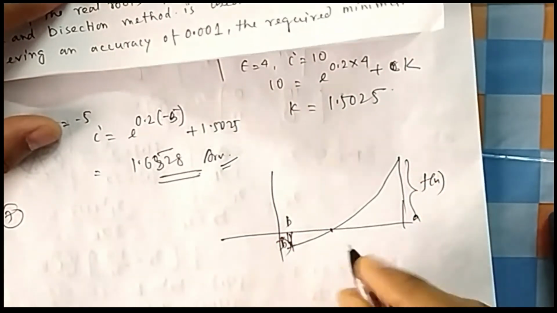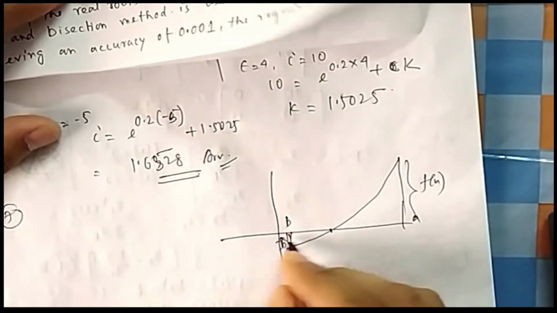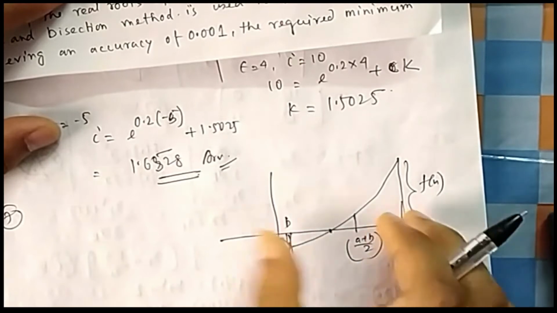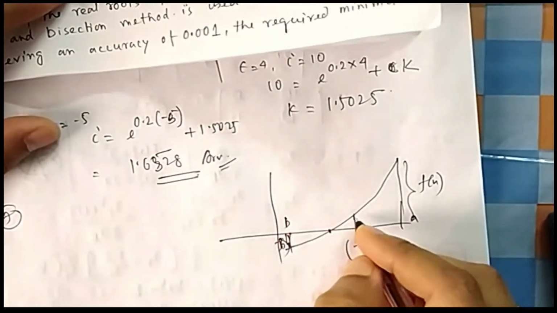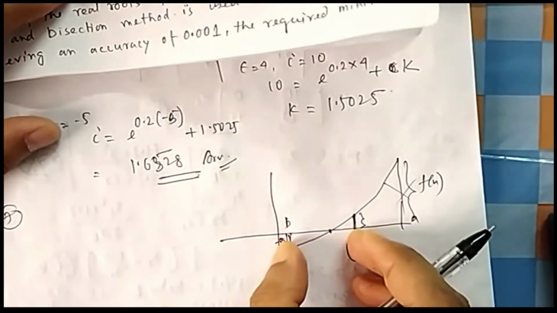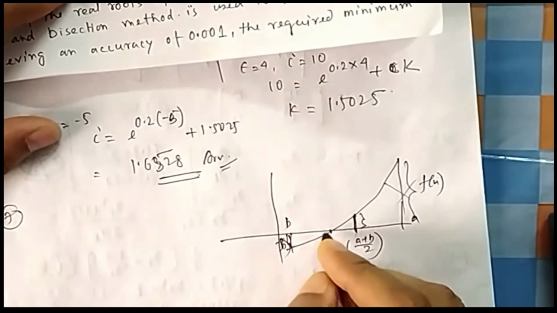So once you know f(a) and f(b), then you divide (a+b)/2. Somewhere in between you come. This is (a+b)/2. That was known as bisection. You divide that segment into two. Now if it is still positive, you discard this positive part. Now your limit is this. Now you again take half of these two.